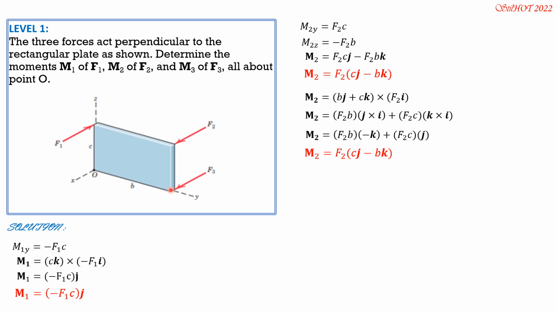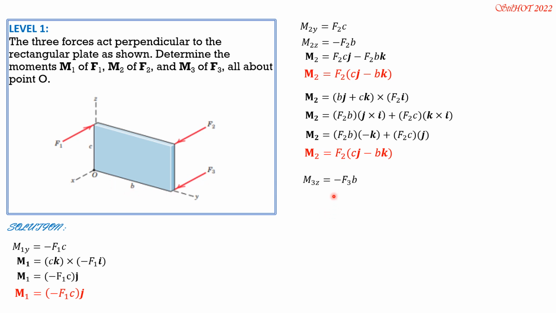OX, it is parallel to, no? OY, it is also 0 because it acts on the y-axis. MOZ only. Your right thumb again, for the positive sense of moment, would be here. Your forefingers will be curling in that sense. So positive moment would be in that sense. But the moment of F3 about the z-axis, OZ axis, is opposite. So by scalar approach, it is negative F3 times B.